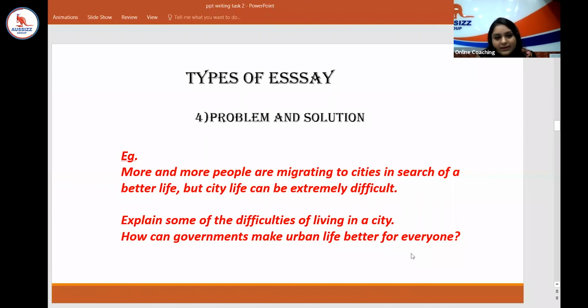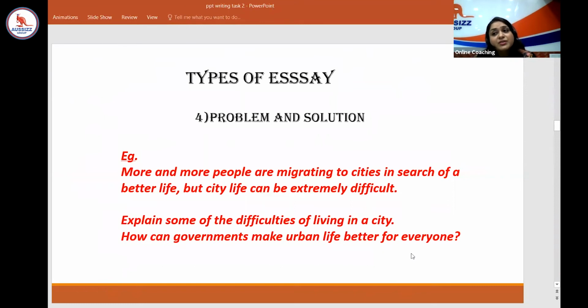Let's take an example for problem and solution. More and more people are migrating to cities in search of a better life. But city life can be extremely difficult. Explain some of the difficulties of living in a city. See, the question is asking you to explain some of the difficulties, so you have to give the problems. What problems are people facing when they migrate to cities in search of a better life?